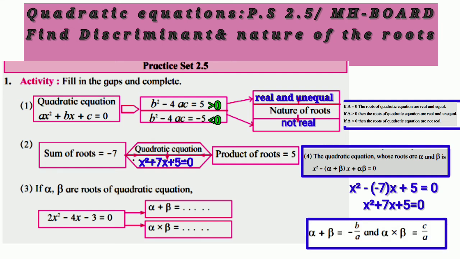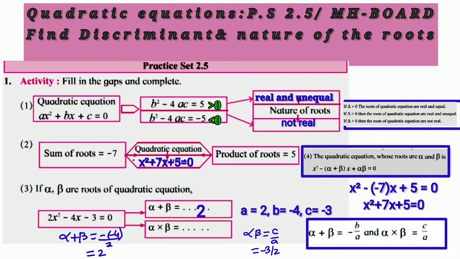From the equation, first we have to write the values of a, b and c. Then we will write alpha plus beta. Alpha plus beta is minus b by a. So here it will be minus 4 upon 2, which comes to 2. Alpha into beta is c upon a, that is minus 3 by 2. So the sum of roots alpha plus beta is 2 and the product of roots alpha and beta is minus 3 by 2.